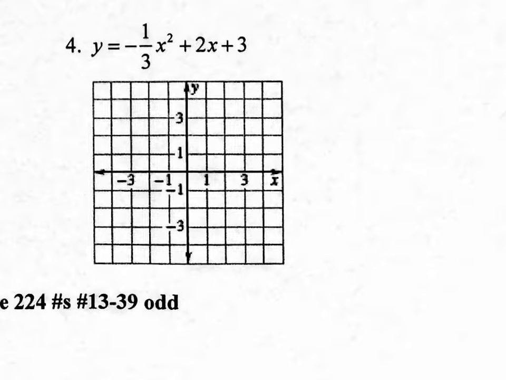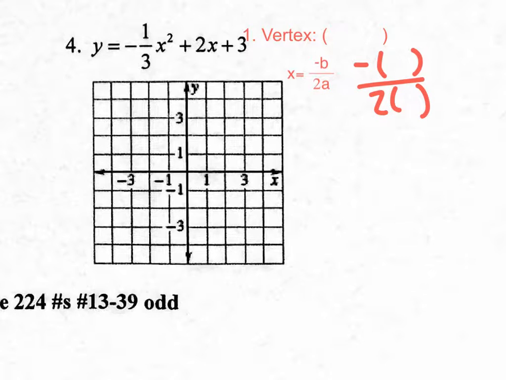Number 4, let's start out by finding the vertex. So here we go. Let's find that vertex by using the formula x equals negative b over 2a. I want to start by just replacing the b and the a with parentheses. And the b value happens to be 2. And the a value happens to be negative 1/3.